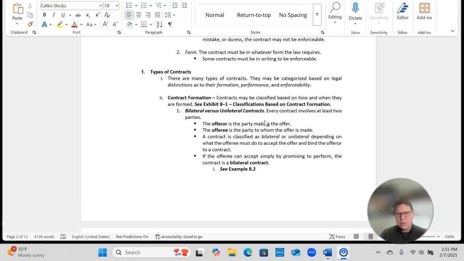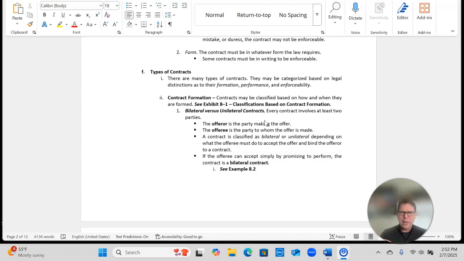Now, we can also have what are called unilateral contract formations, where the promise is made, but acceptance is done through an act. So acceptance can only be made by acting or performance. See the distinction? Bilateral is a promise for promise. Unilateral is a promise for performance, meaning the only way that the party can accept is to perform, as is outlined in the offer.